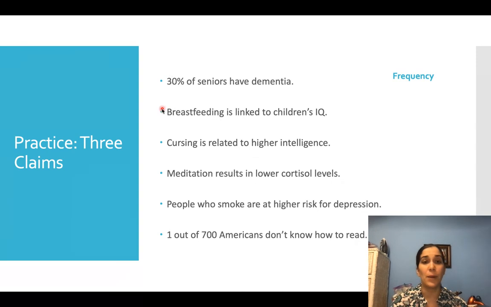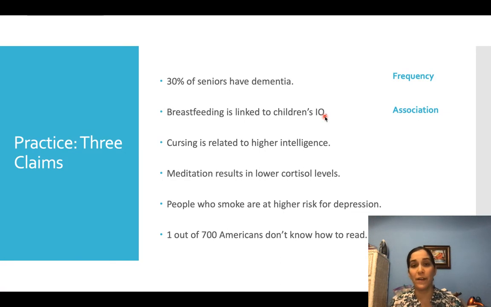Next is breastfeeding is linked to children's IQ. And this would be an association claim. So breastfeeding is our one variable, and IQ is another variable, both of which are measured, right? So rate of breastfeeding and IQ level or IQ score.